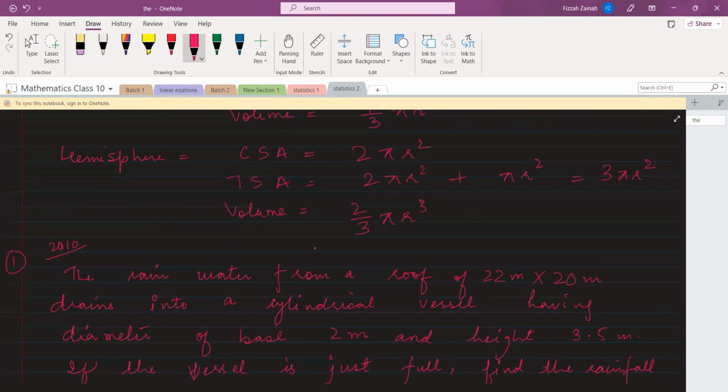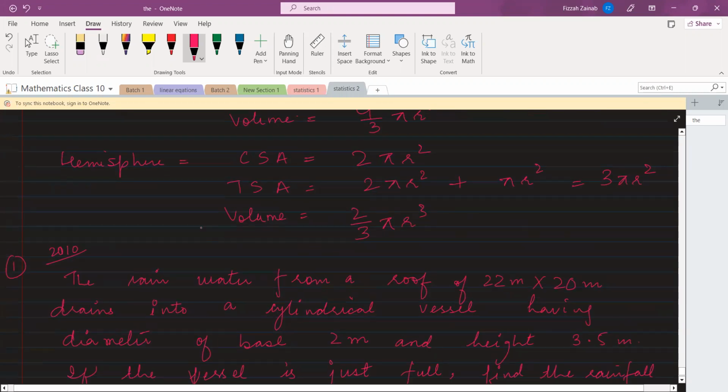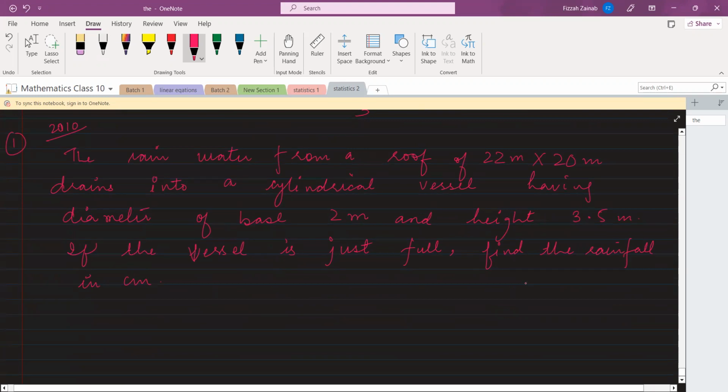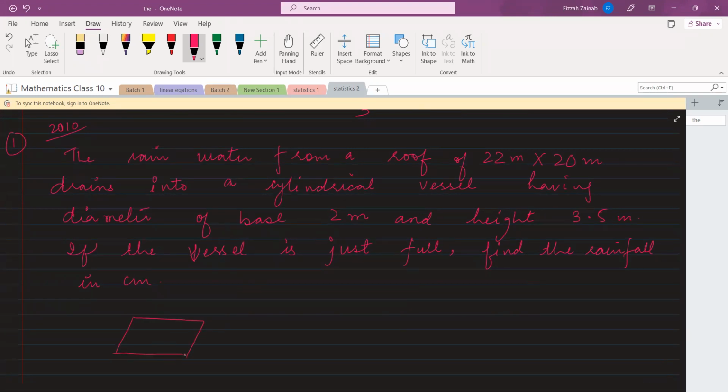Yes, ma'am. Okay. Now see here, this question is not tough. Now see what is happening here. The rainwater from a roof. So there's a roof, Martin. Let's say the roof is like this, right? Whose dimensions are this. So this is 22 meter and 20 meter this side. Only two dimensions are given. It drains into a cylindrical vessel having a diameter of base and this.